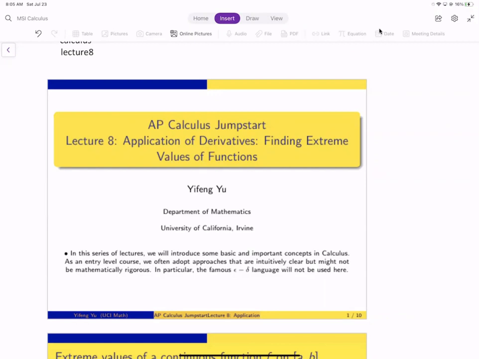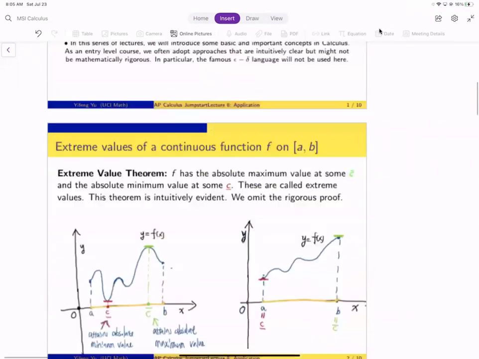In this lecture, we will talk about one of the most important applications of derivatives, that is to find extreme values of a given function. Extreme values means the maximum or minimum value of the function. All right, so first, let's look at the so-called extreme value theorem.